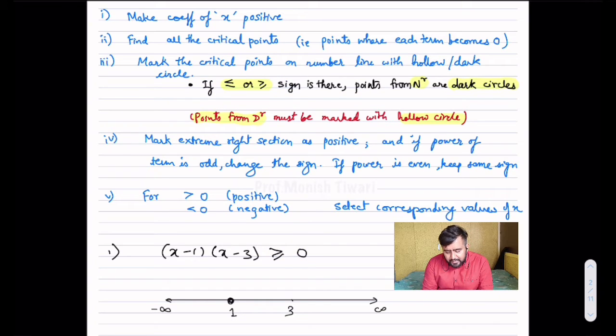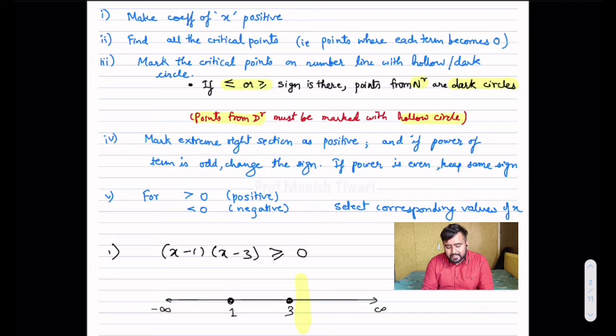Now why this dark circle? That will be the question. This dark circle indicates that I can take 1 and 3 in my solution set, to be specific. Okay, now what happens, because of these 2 points, our entire number line got divided into three sections: section 1, section 2, and this section 3. Now, this is how the sections are formed. Now, as per the next step, mark the extreme right section as positive.